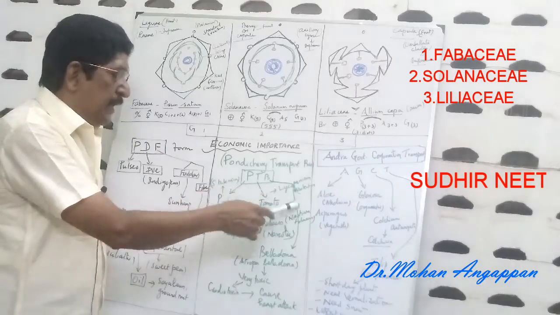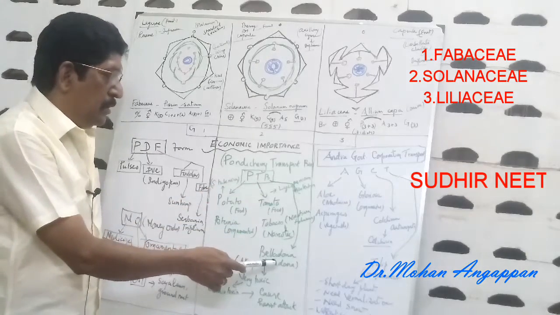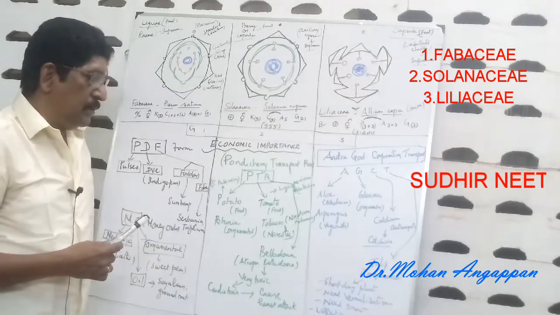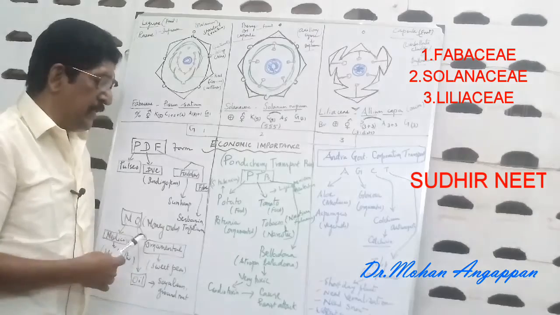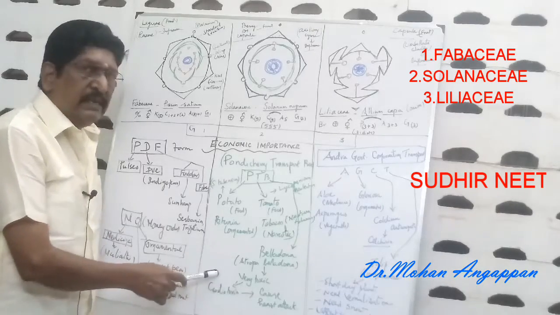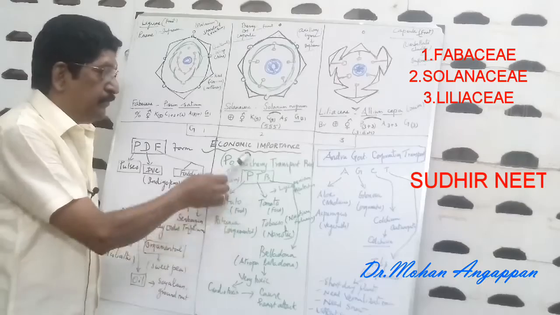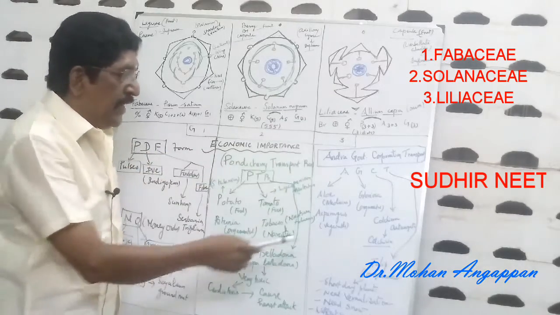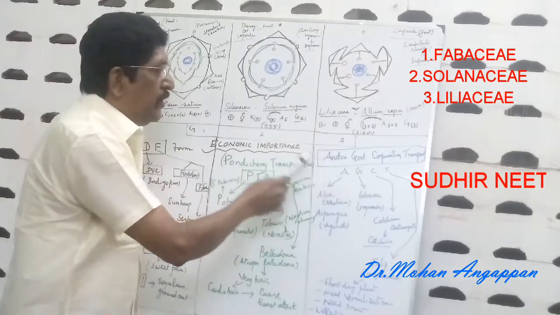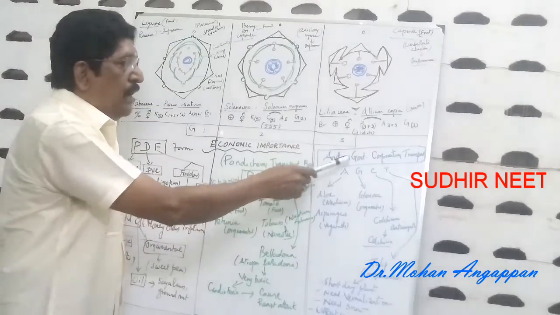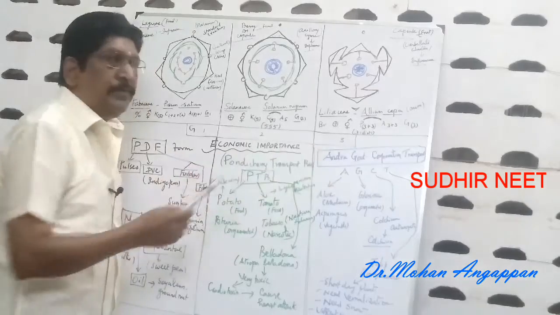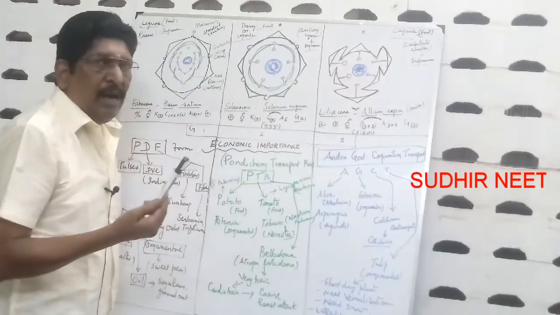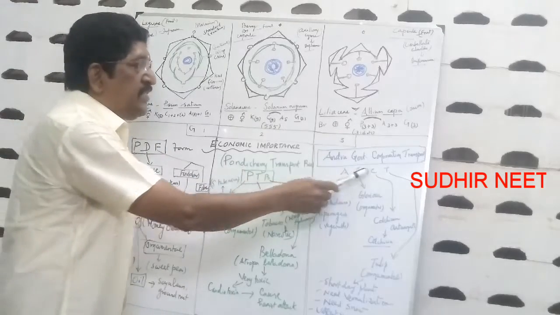And then B represents belladonna. Belladonna contains a very toxic substance called cardiotoxin, which causes heart attack. Then coming to the last family, Liliaceae. For Liliaceae also you can remember one word or one sentence. Andhra Government Corporation Transport, or you can simply remember AGCT.